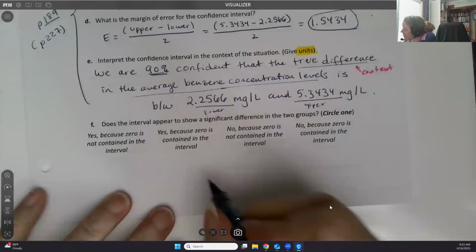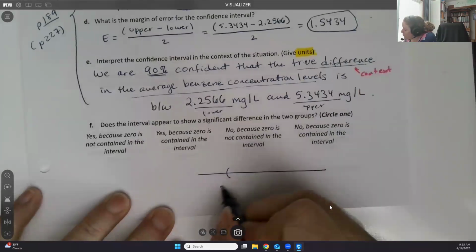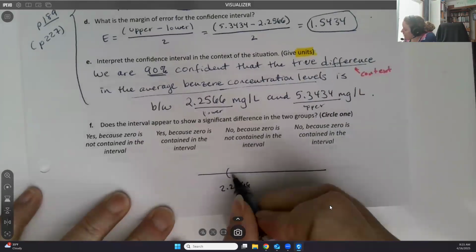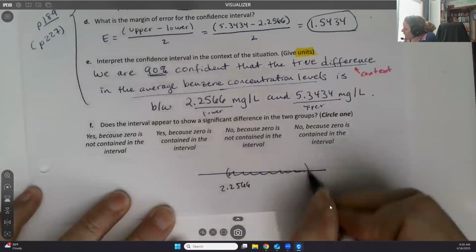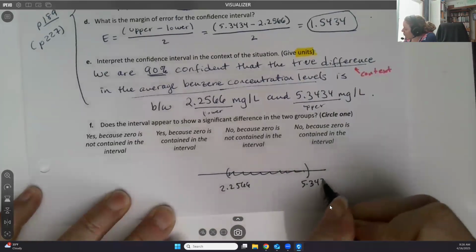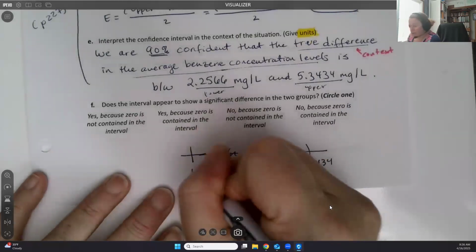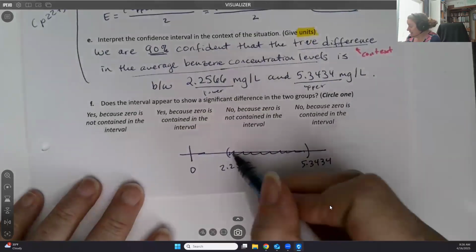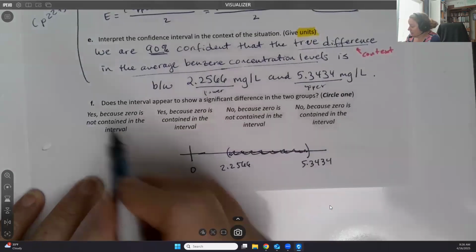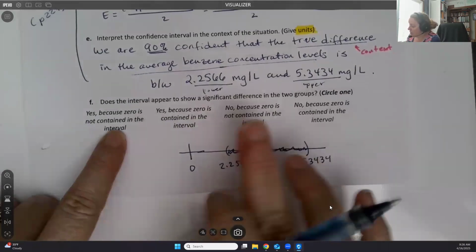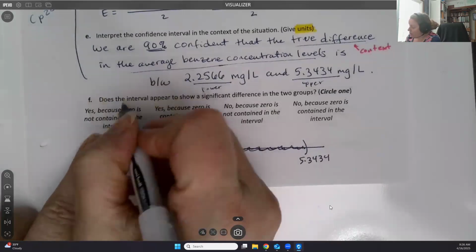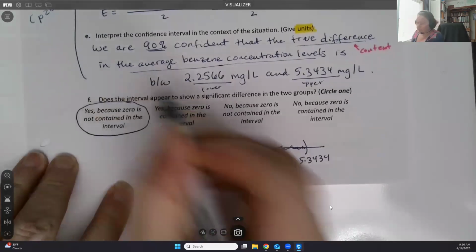So if you think about the number line, you've got 2.2566 over here. You've got 5.3434 over here. These are both positive numbers, so 0 is over here. 0 is not contained in that interval, right? So it's either this one or this one. And remember, when 0 is not in the interval, there is a significant difference.